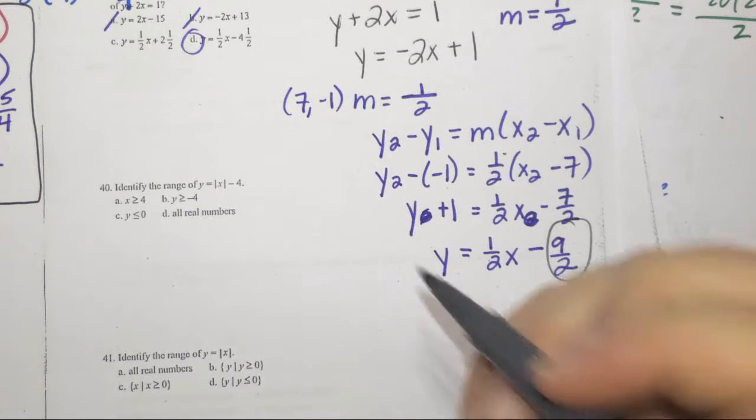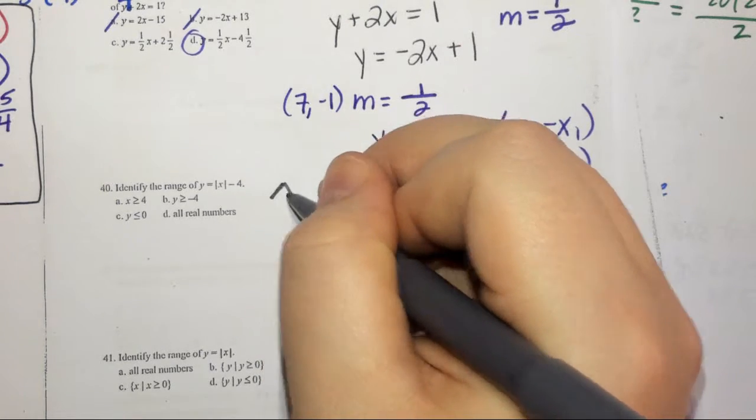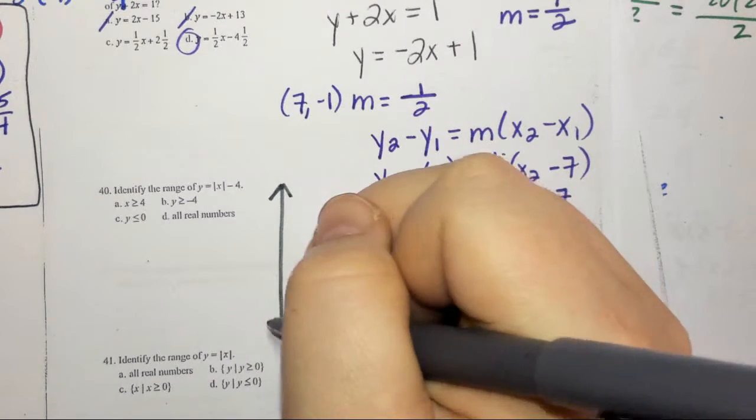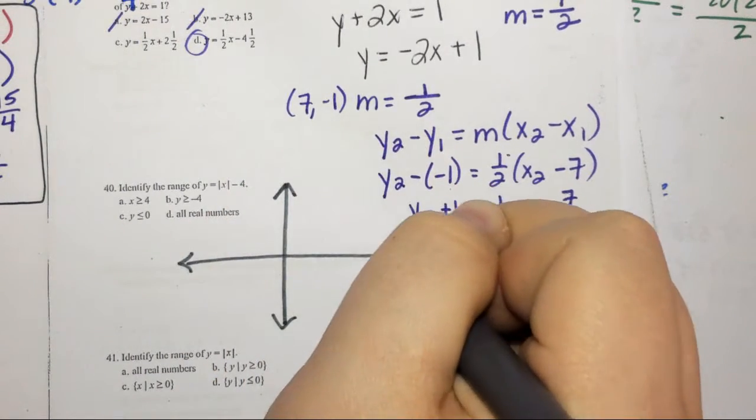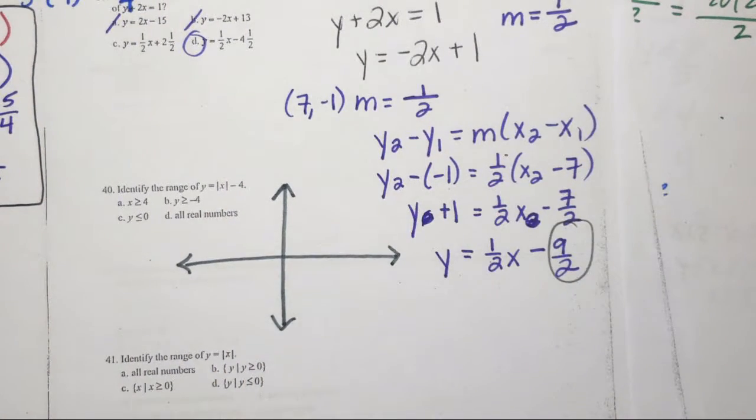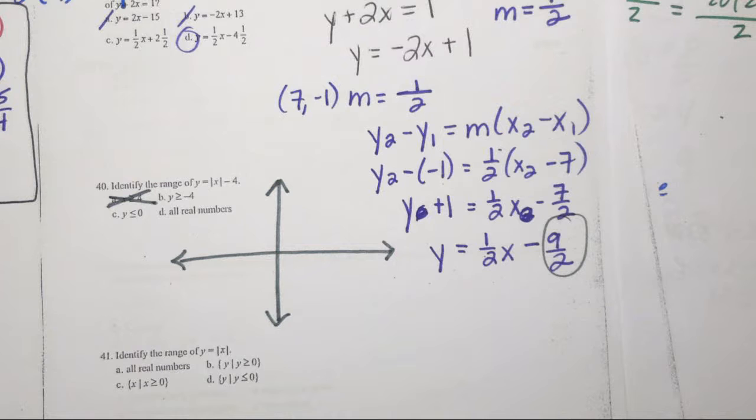Okay, number 40. Identify the range of absolute value of x minus 4. I'm not going to guess. Range is what values? I heard X and that broke my heart. It's Y values, so it's not A. One, you can get your point.